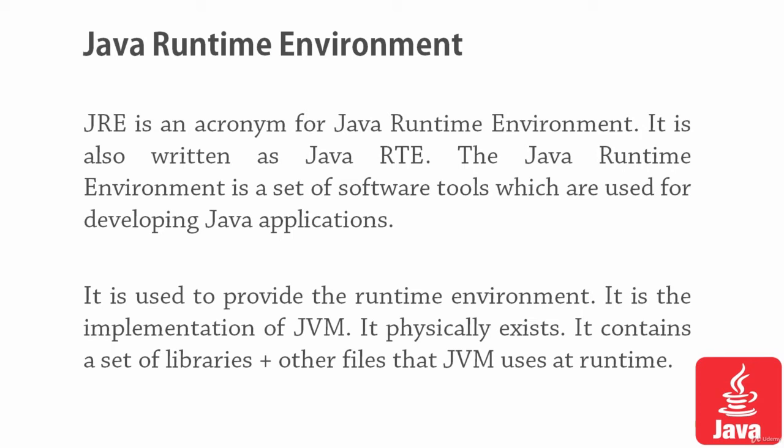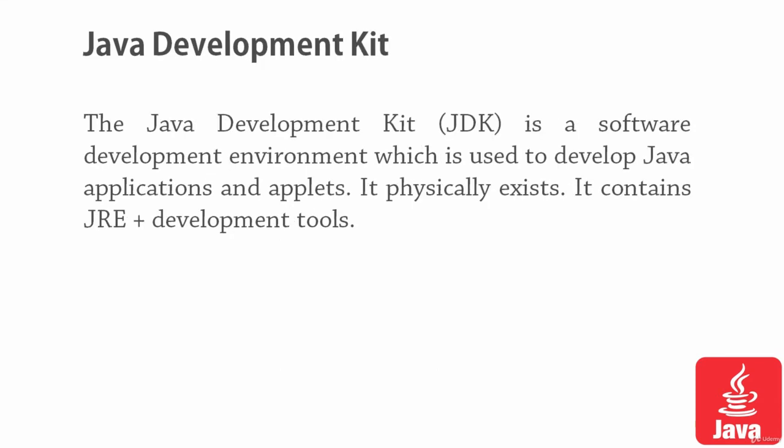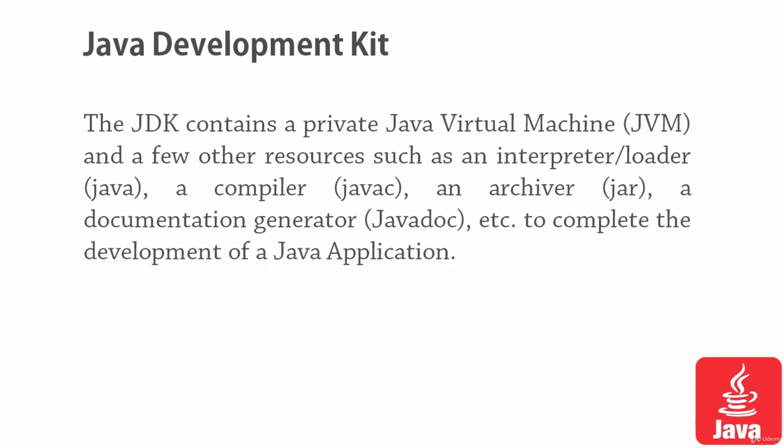So the implementation of JVM is done with the JRE. It physically exists. It contains a set of libraries plus other files that JVM uses at runtime. So here's the development kit, where we have the complete API, the libraries, and different things that we need to develop or write our code in Java. So it is a complete package.